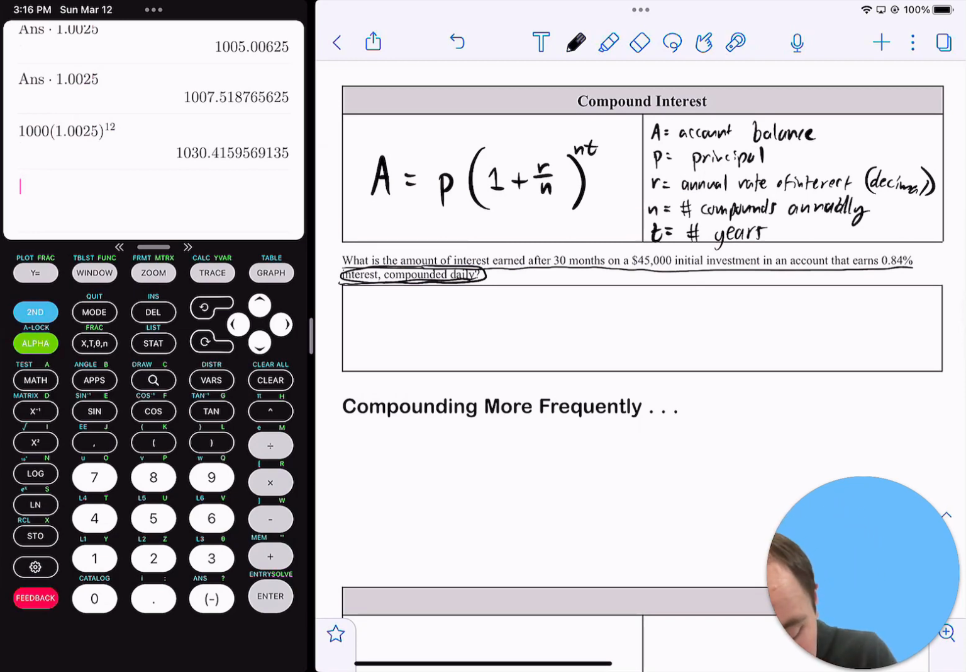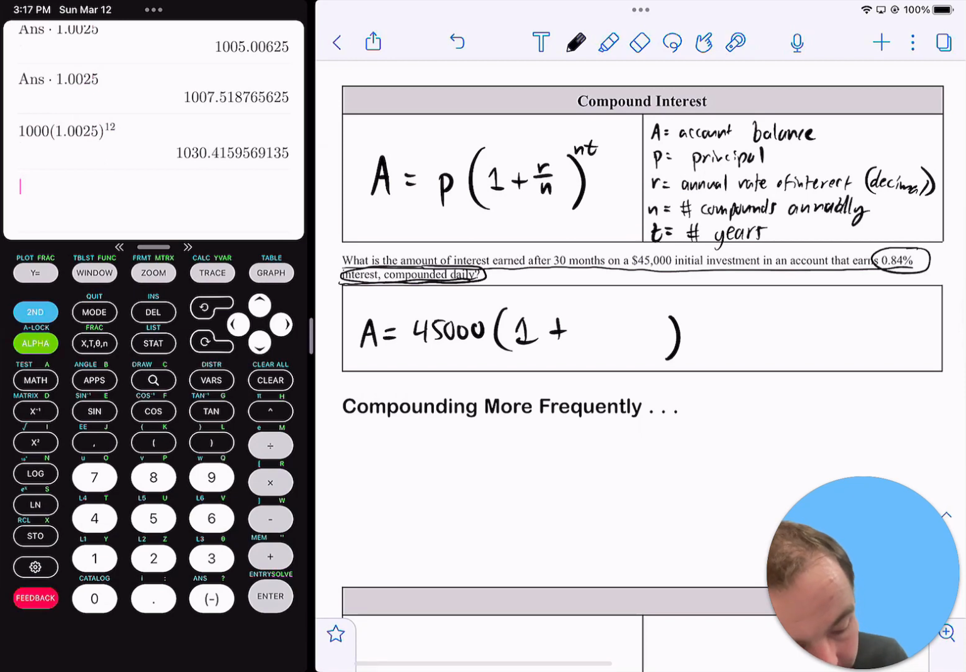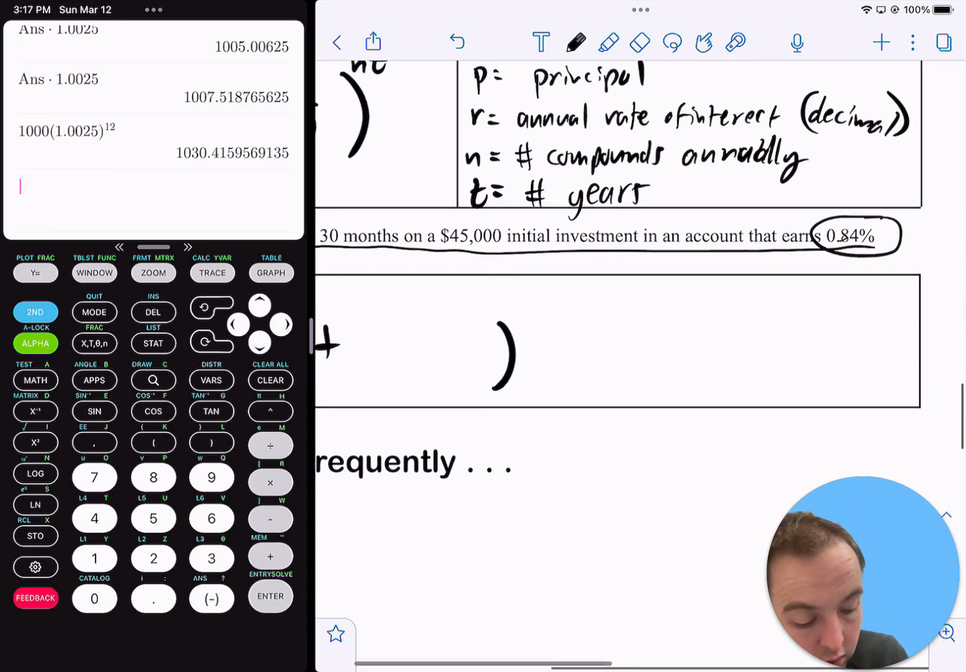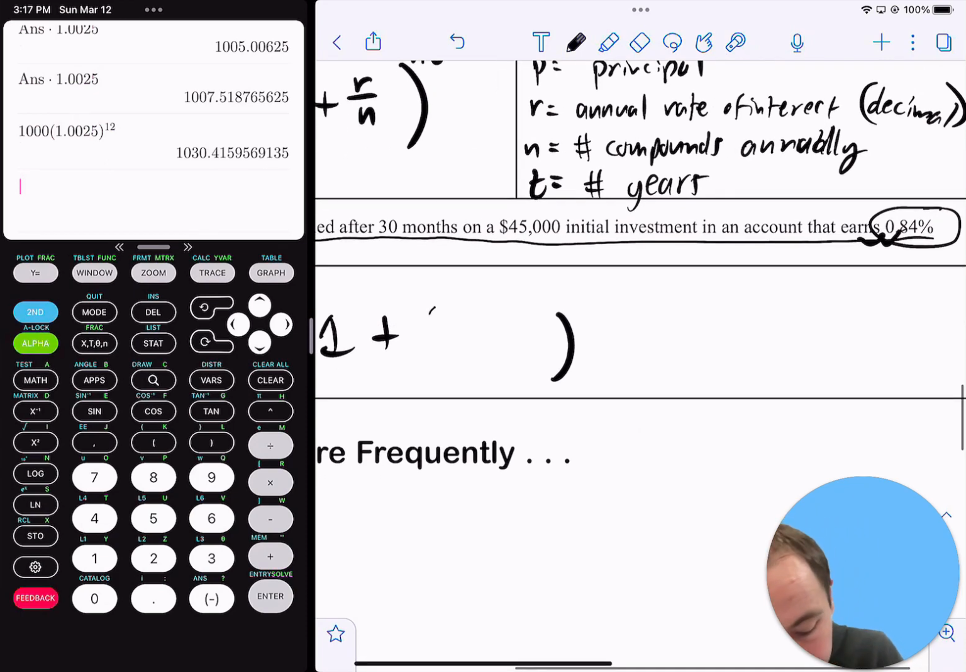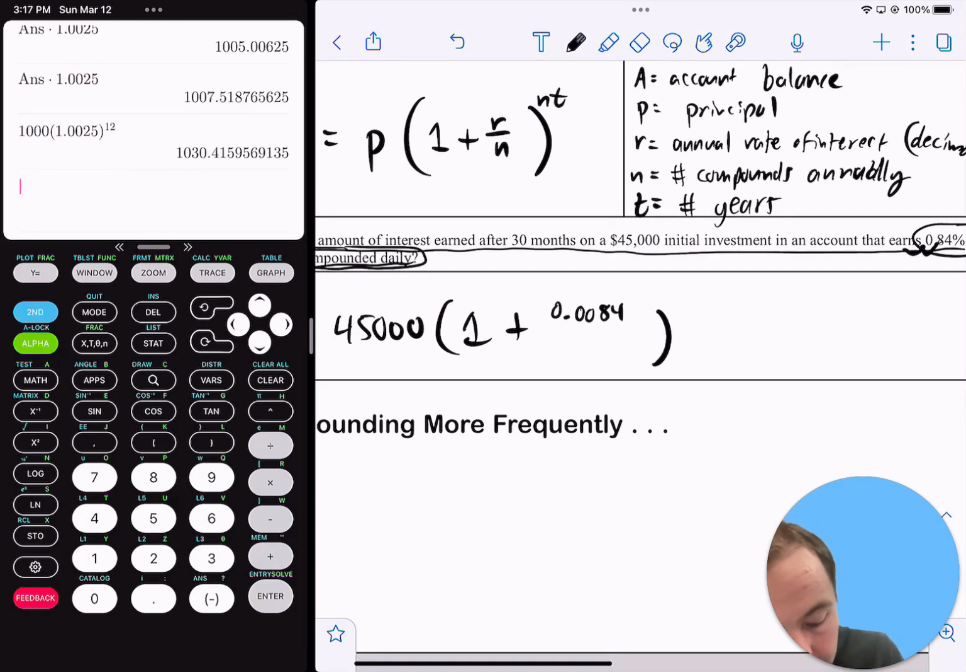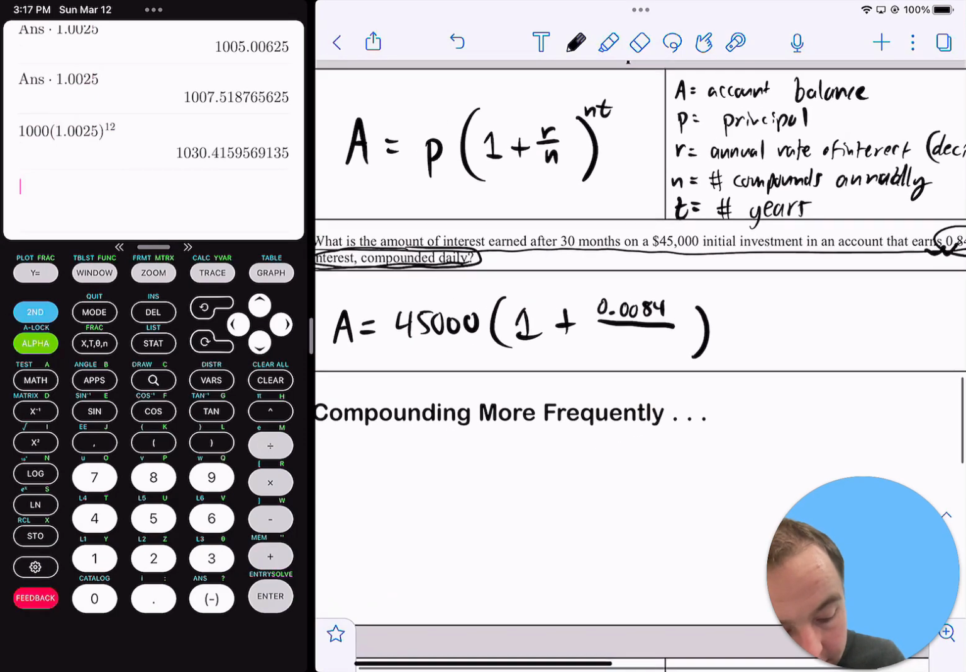So to figure out the future value of this account, we would want to put in the principal, and what we know is there's a $45,000 initial deposit, so we would use $45,000 for that principal, and then our annual interest rate is a 0.84% rate of interest. You would need to move that decimal over a couple spots, which would bring it to 0.0084. But then that needs to be divided up based on the number of compoundings.